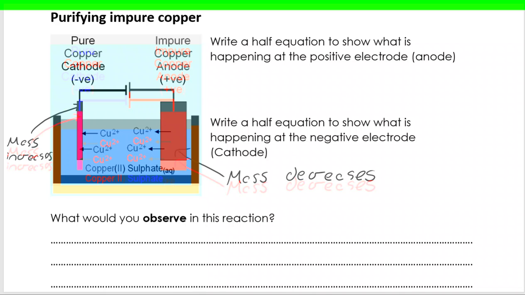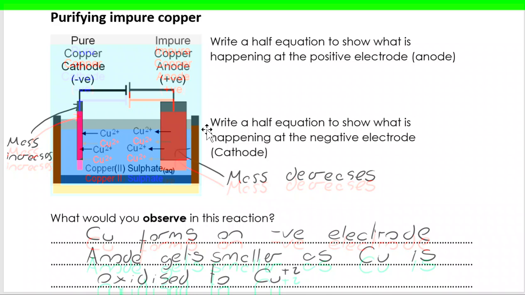And that is the mass decreasing of the impure copper anode and the mass increasing of the pure copper cathode. Remember, anode is positive, cathode is negative. We would see copper forming on the negative electrode. And we would see the anode get smaller as copper is oxidised to Cu2+.